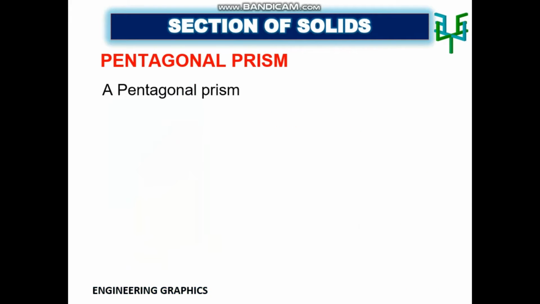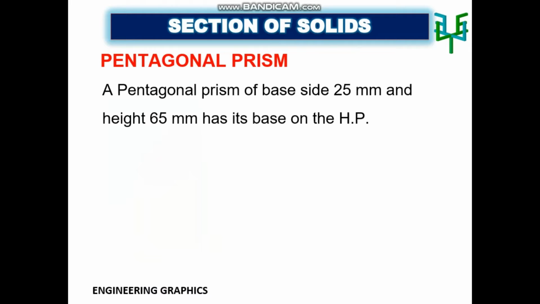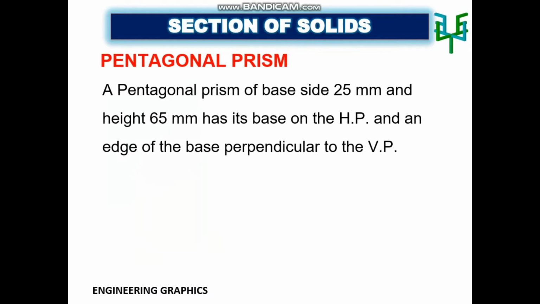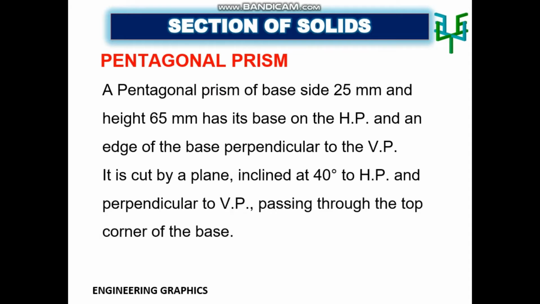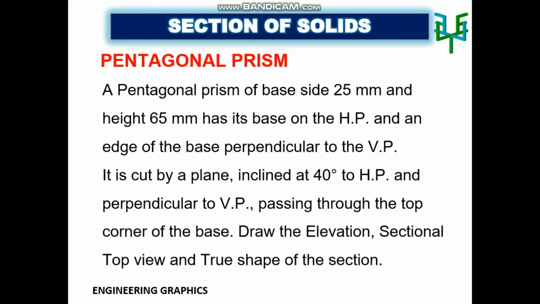A pentagonal prism of base edge 25 mm and height 65 mm has its base on the HP and an edge of the base perpendicular to VP. It is cut by a plane inclined at 40 degree to HP and perpendicular to VP, passing through the top corner of the base. Draw the elevation, sectional top view and true shape of the section.